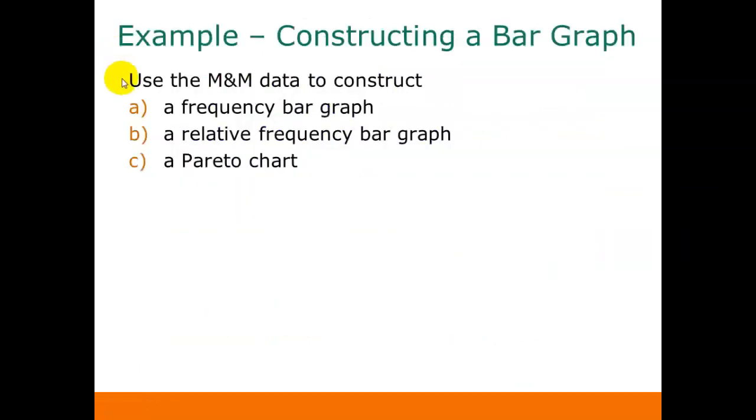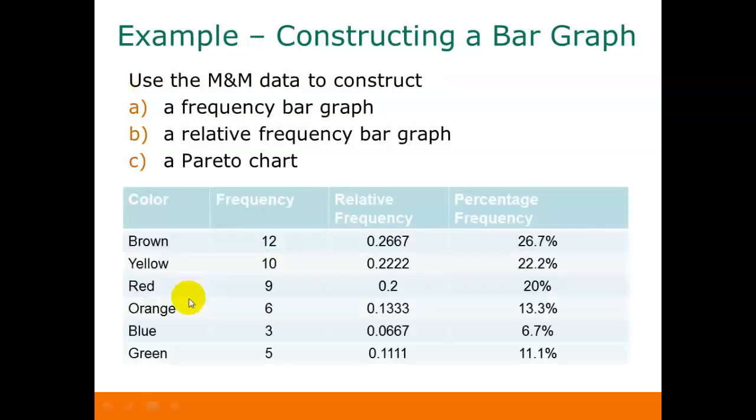Here's an example. We're going to use our M&M data to construct 3 different graphs: a frequency bar graph, a relative frequency bar graph, and a Pareto chart. Here's the information that we have. The categories, which are the colors. We have the frequencies, the relative frequencies, and the percentage frequencies.